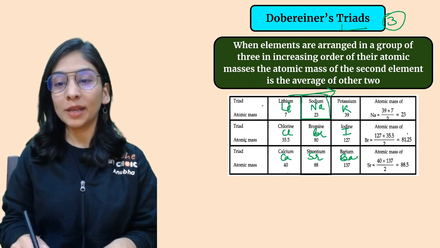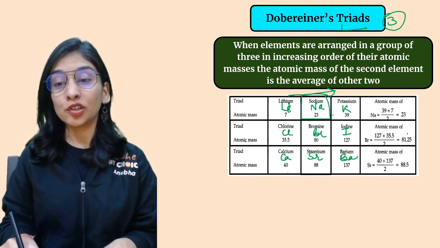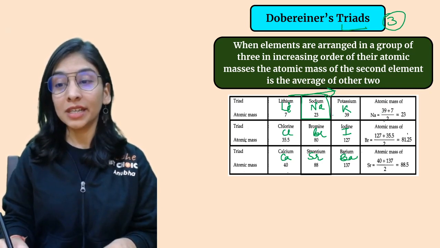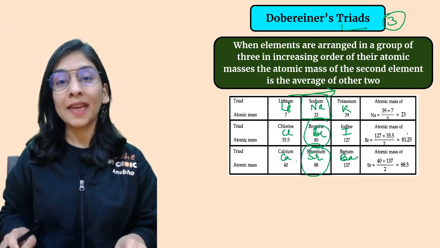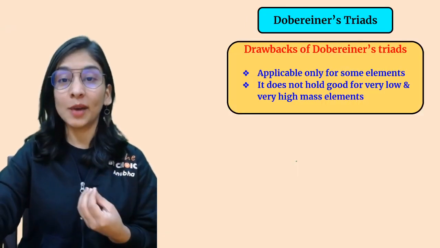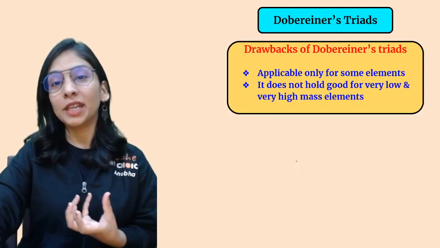That's what we got. Sodium's mass is the average of lithium and potassium: 39 plus 7 divided by 2, 23. The same happened to bromine, the same happened to strontium, the middle element, average property, average mass. But as I said, there were so many problems.